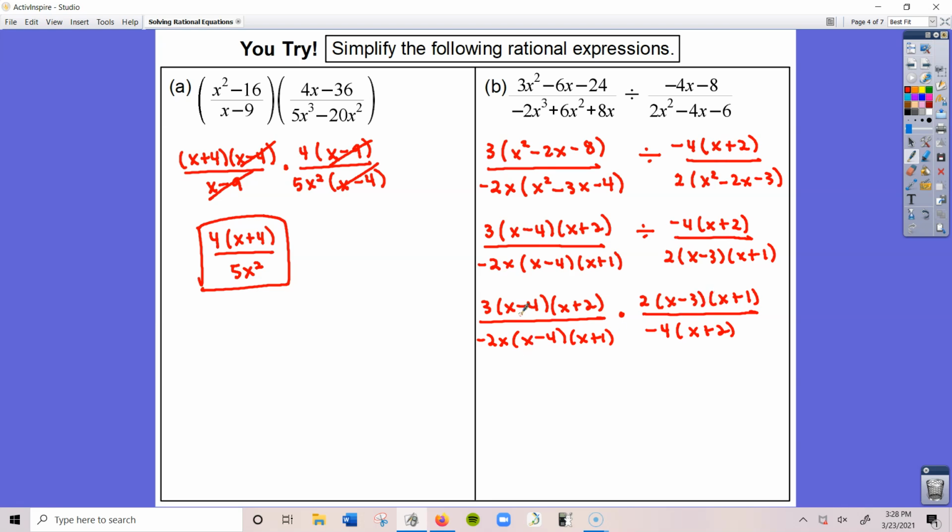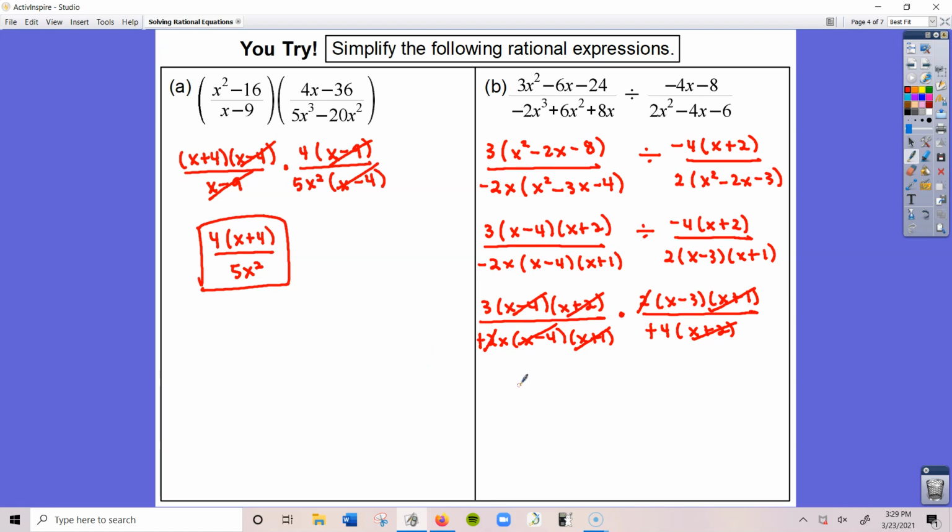Okay, so now we can just start canceling things out. So I see here that I have these x minus 4s that will cancel. I also have x plus 2, both the numerator and the denominator, that I can cancel. I also have these x plus 1s that will cancel. And then we see here with the numbers, we can also simplify this. We have a 2 here and a 2 here. The 2s will cancel. Then we have this negative in the denominator times this negative in this denominator as well. And when we multiply negative with negative, it's going to make it positive.